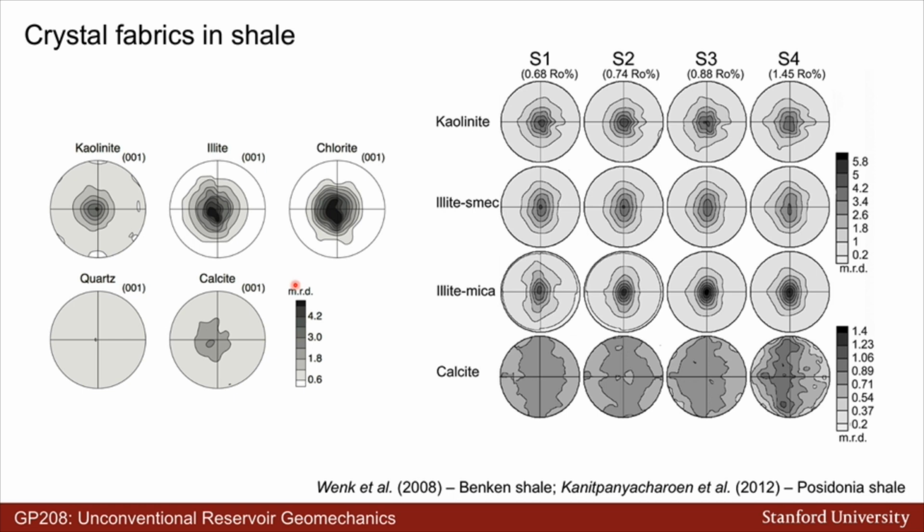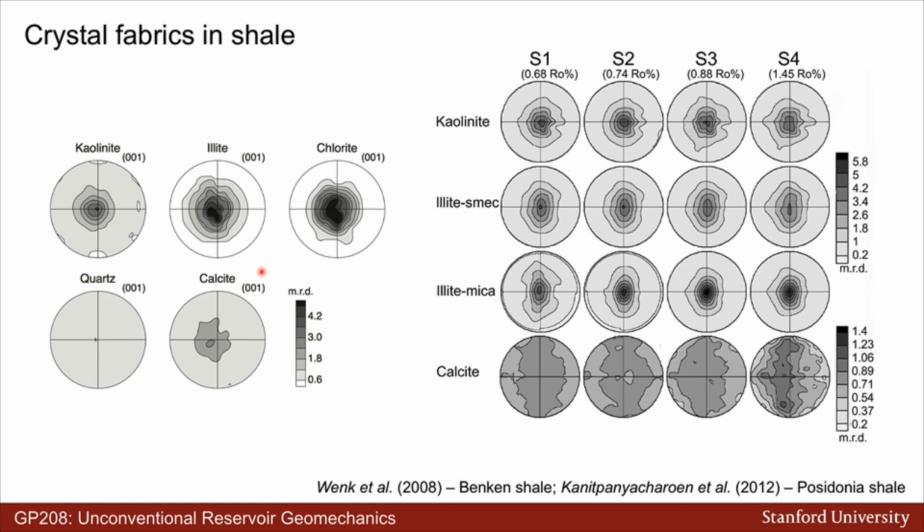And so what you see in both plots is that the clay and phyllosilicate minerals are the ones that have a strong preferred alignment: kaolinite, illite, and chlorite. Whereas quartz and calcite, for example, are very poorly aligned and are not particularly contributing to the rock fabric at all. So this gives us a hint at where the anisotropy of these rocks is starting to come from.